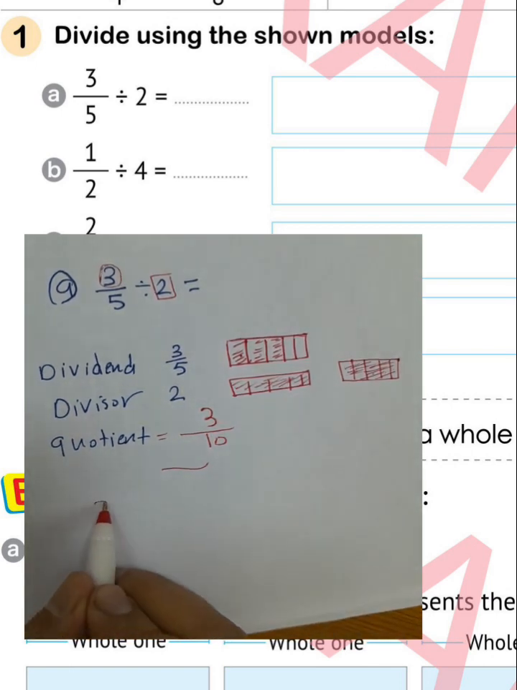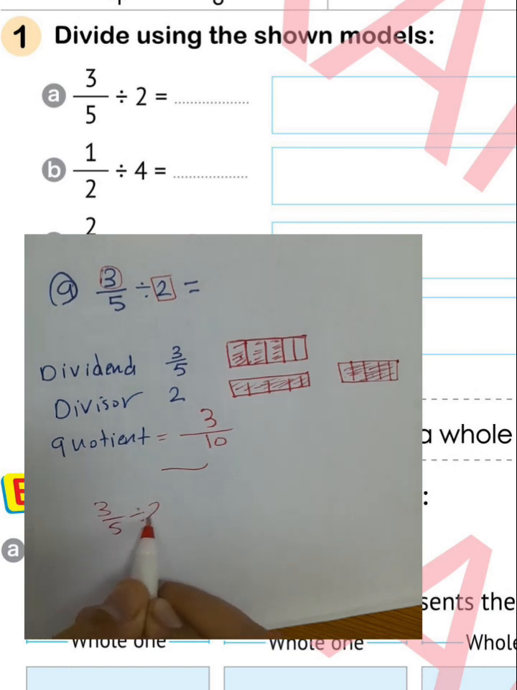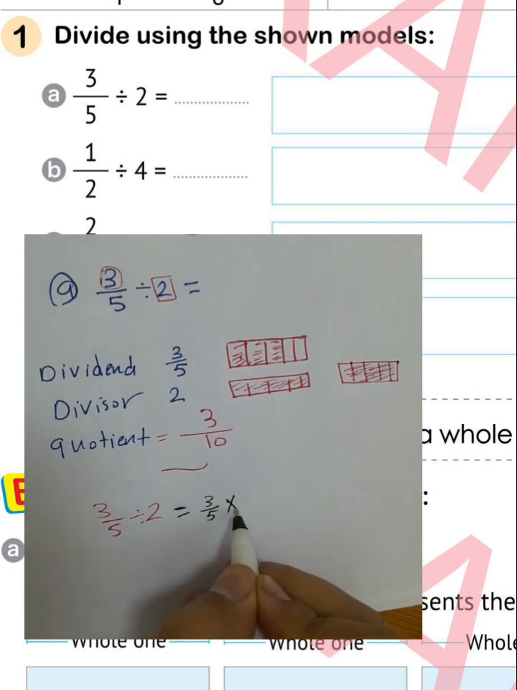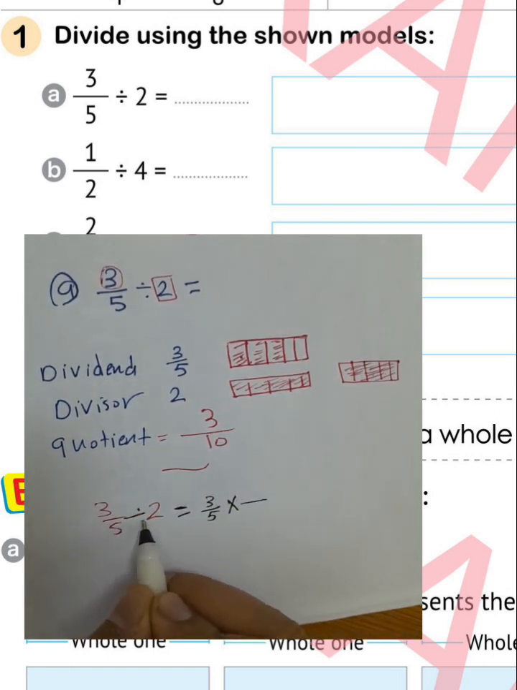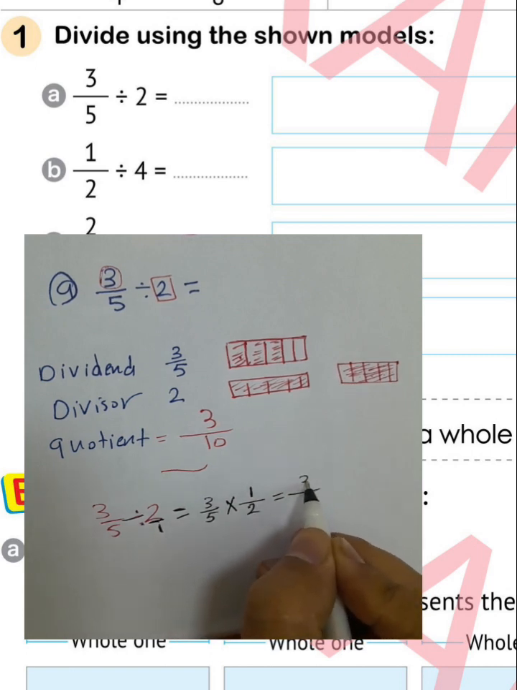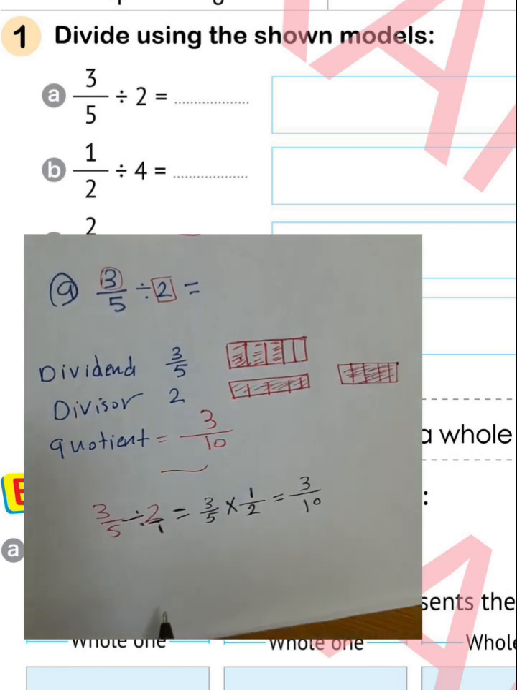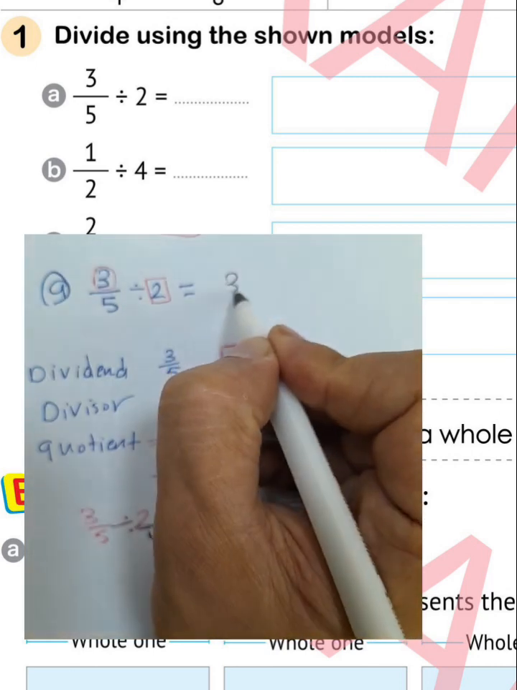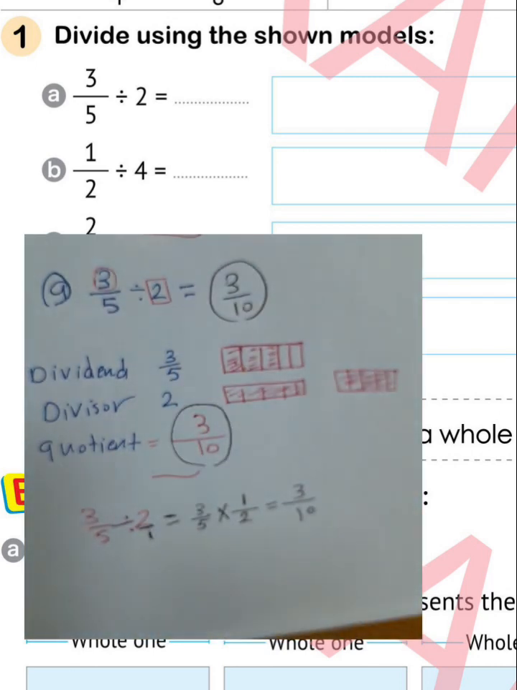You know, 3 over 5 divided by 2, you can convert division to multiplication and write divided by 2. 2 means 2 over 1. Write the inverse of this, it will be 1 over 2. And then 1 times 3 equals 3 and 2 times 5 equals 10. It's exactly the result. The answer here will be 3 over 10. Understood?